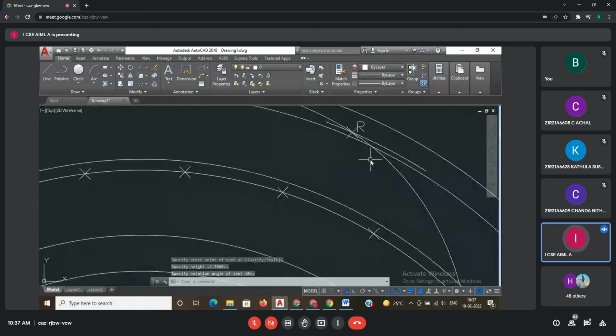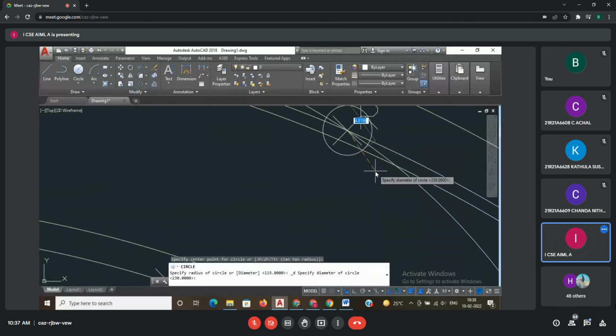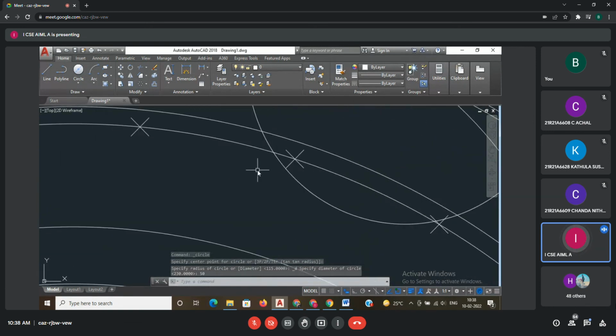Now, same procedure from R, you have to draw one circle or arc. From R as center, draw a diameter of 50. That circle will intersect the axis line somewhere here. That is your point. Which point? This is your M point.